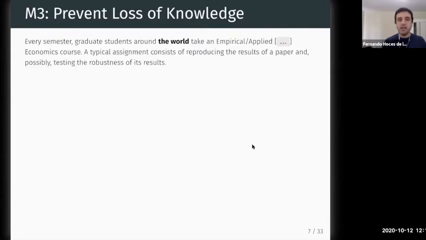The third and last motivation is that we want to prevent loss of knowledge. This comes up particularly every semester around the world. Students in graduate studies in economics take some type of course that is empirical something economics or applied something economics, so empirical labor, empirical health, empirical education in economics. A typical assignment consists in reproducing the results of a paper and possibly testing the robustness of its results.